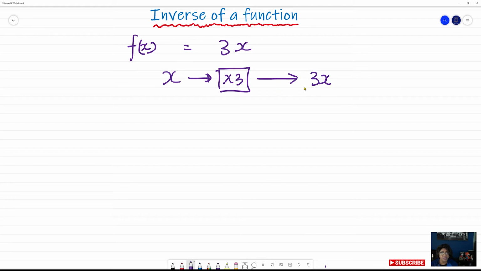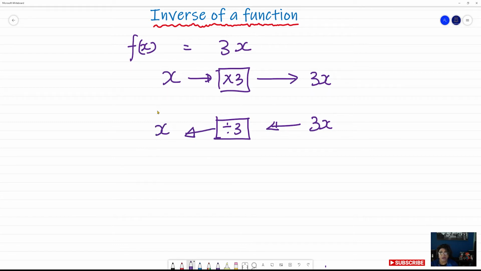So let's say we only knew the final outcome 3x. How do we go back to the original process? So what do we do here? Well, we have 3x. We need to go backwards. What do we need to do? We need to divide by 3 in order to get the original value.